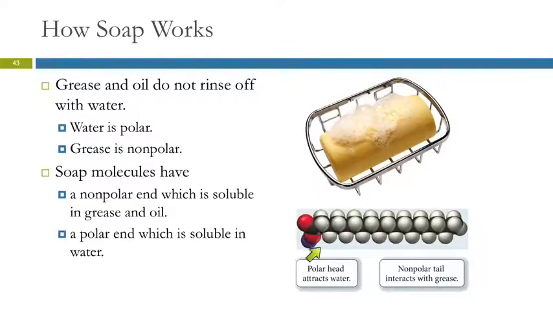This is what a soap molecule looks like. It has one end that's polar. It's got some oxygens here. And so this end is polar, but the rest of this is all carbons and hydrogens. Nonpolar bonds, very symmetrical. This nonpolar tail is a lot like the oil or the grease, and so this mixes well with the grease. The polar head interacts with the water. And so what happens is it makes what are called micelles.